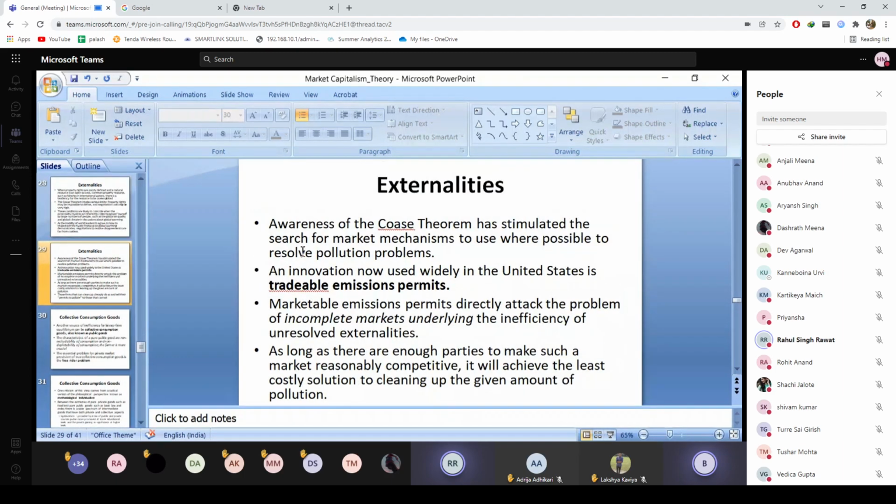And so what the Coase theorem has done is generate or stimulate the search for market mechanisms to use, where possible, to resolve pollution problems. In the case of local pollutants, it is quite possible that the two parties involved can come together and negotiate. The other one, which is widely used in the United States and other countries, is the tradable emission permits.